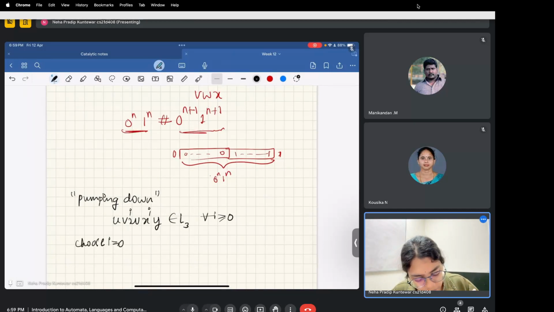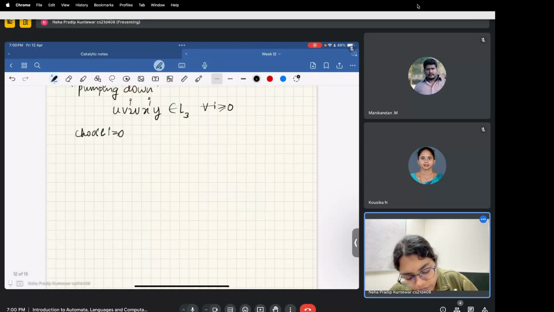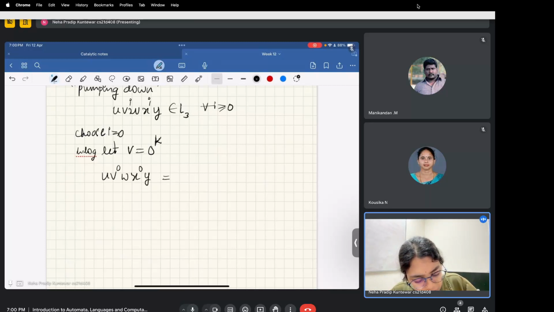So that means you're cutting down on some zeros or you're cutting down on some ones, because instead of letting it occur once, we are removing that part. So either we are removing a part of zeros from here, or we are removing a part of ones from here. Suppose that, without loss of generality, v is some number k of zeros. Then what does u v^0 w x^0 y look like? This will be 0 to the n, 1 to the n, sharp, 0 to the n minus k followed by 1 to the n, let's say.